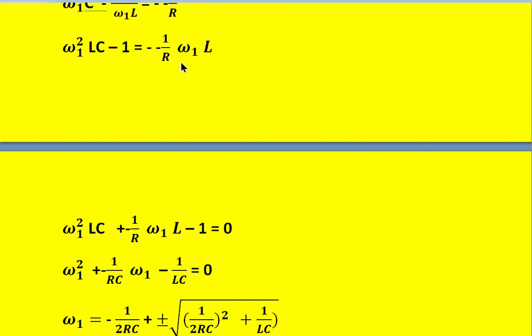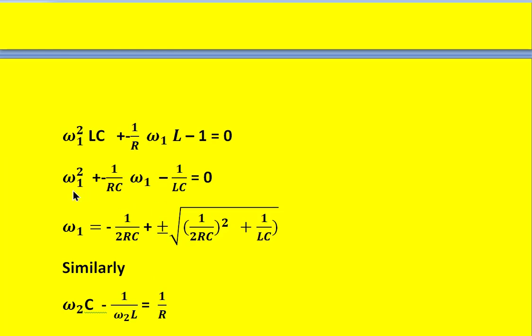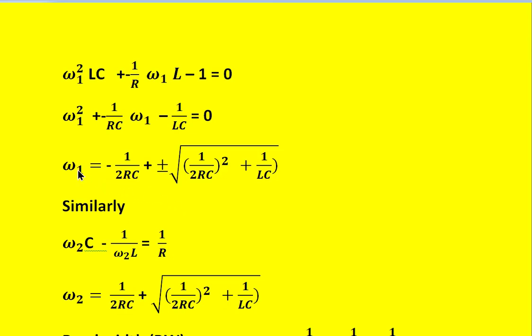After further simplification, the equation becomes omega 1 square LC plus 1 by R omega 1 L minus 1 is equal to 0. So it can be further simplified as omega 1 square plus 1 by RC into omega 1 minus 1 by LC is equal to 0. From this it can be written as omega 1 is equal to minus 1 by 2 RC plus or minus the root of 1 by 2 RC whole square plus 1 by LC.